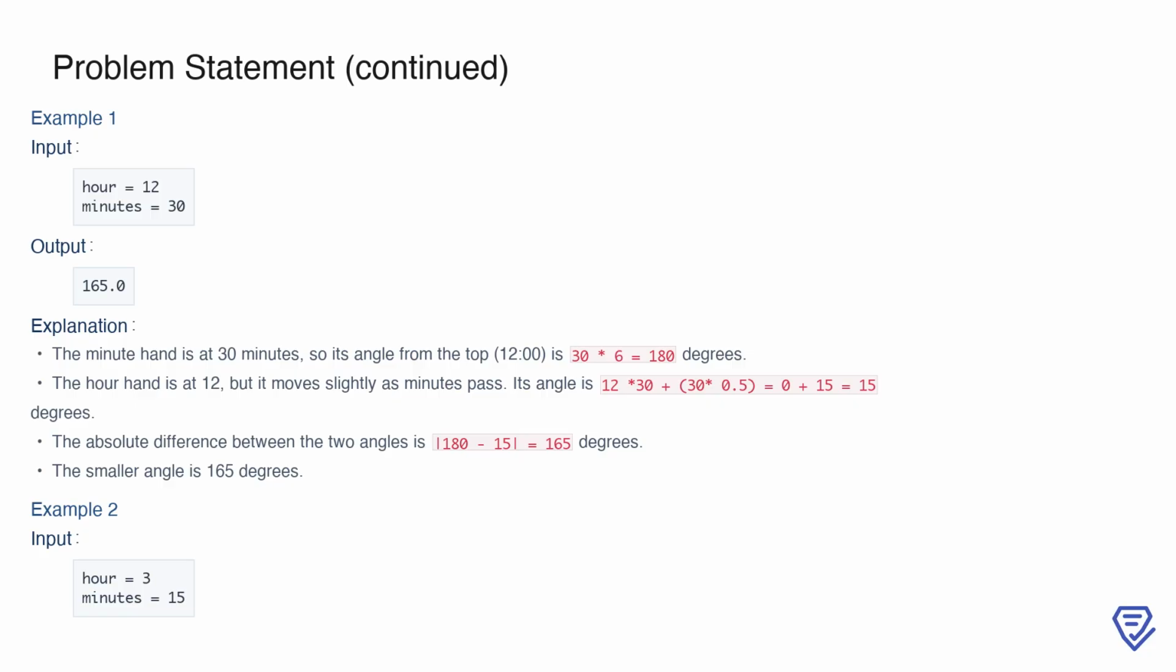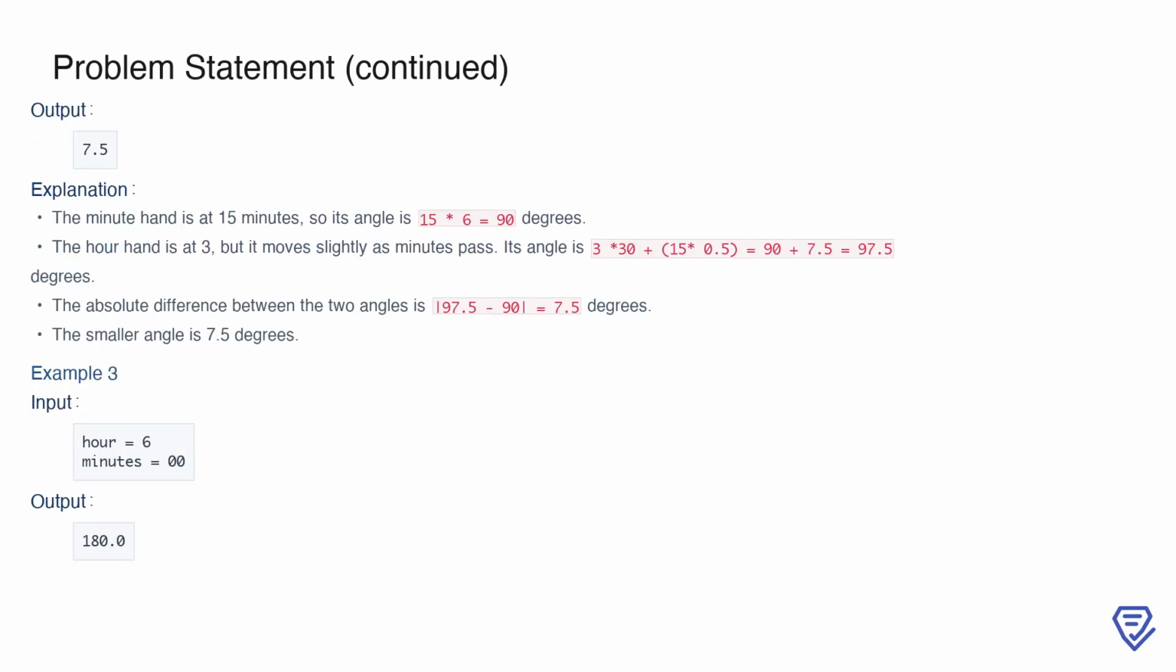The absolute difference between the two angles is the larger angle, 180, minus the smaller angle, 15, which equals 165 degrees. Since this is already the smaller of the two possible angles, we return 165.0 as the result.